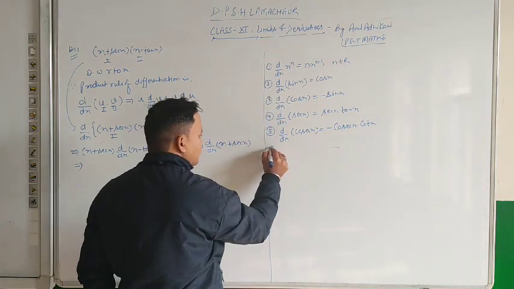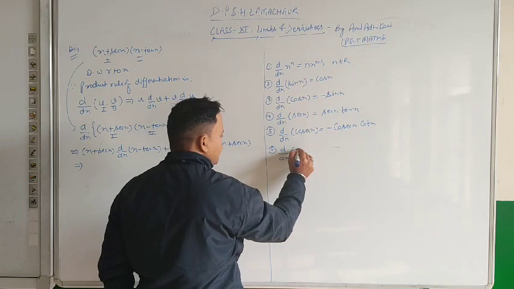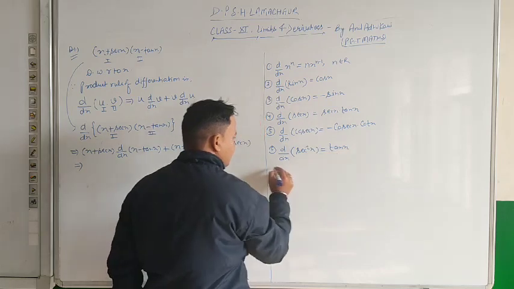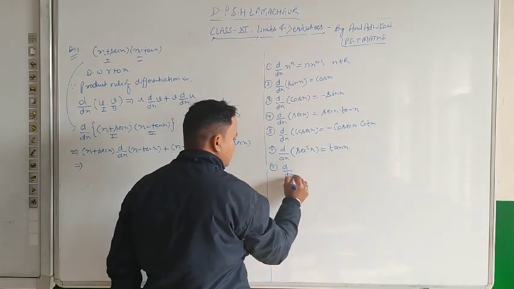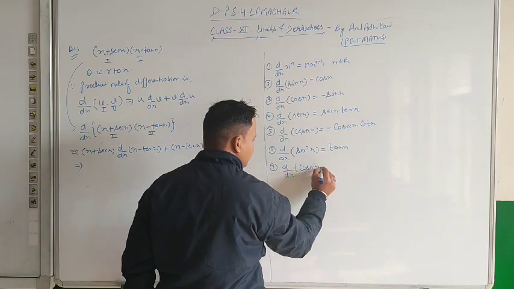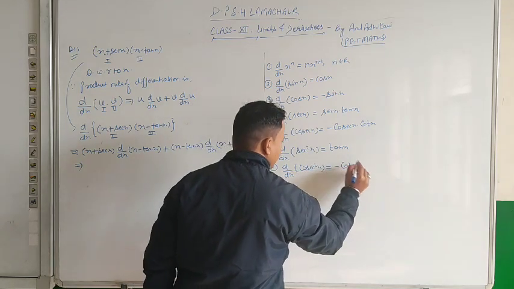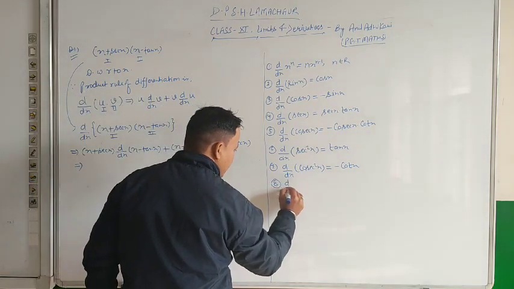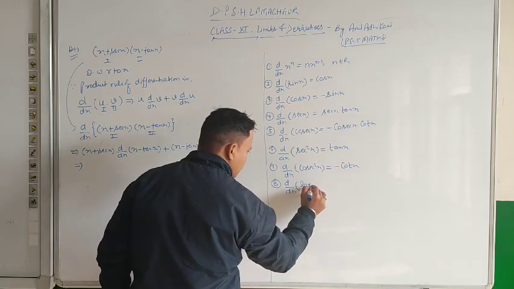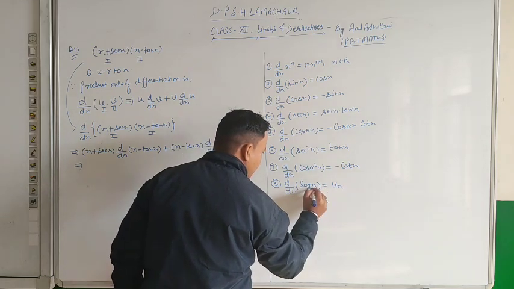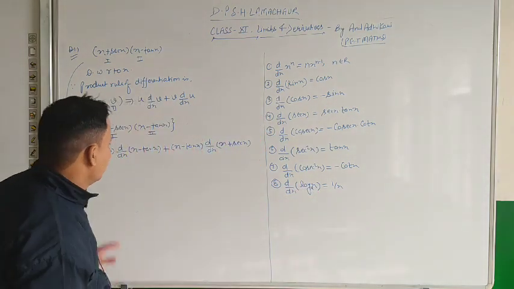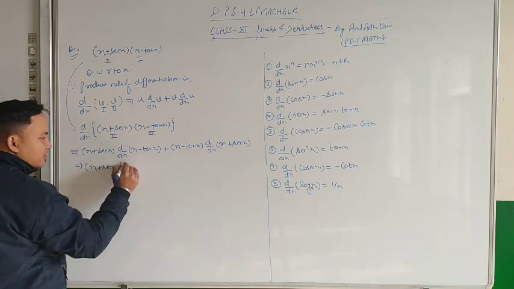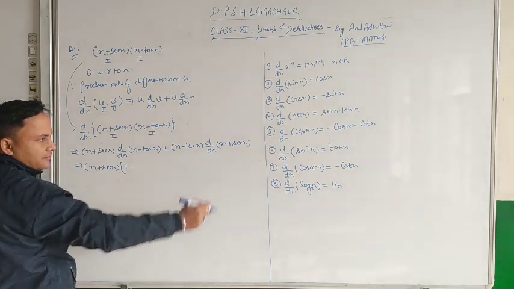And the derivative of tan x is sec square x. The derivative of cot x is minus cosec square x. These are some formulas, and one more: the derivative of log x is 1 upon x, where the base of this logarithmic function is e. So here, the first function is x plus sec x. Now the derivative of x is 1, and the derivative of tan x, what is it?